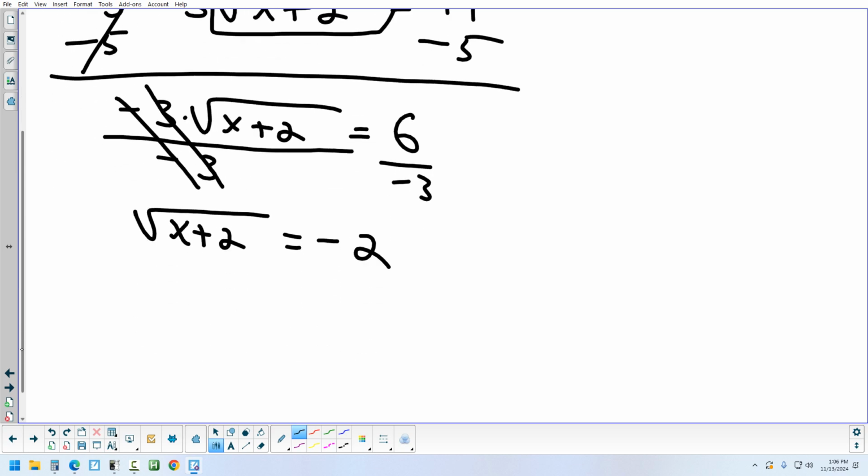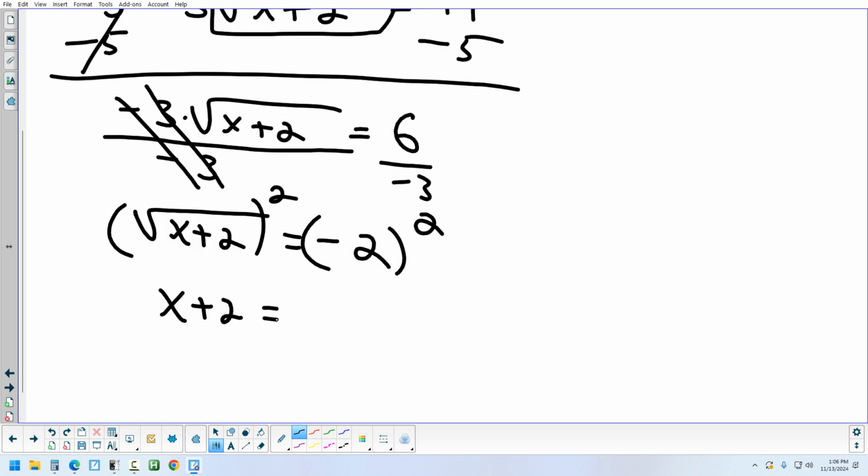Now what? So you square both sides. What happens on the left when we square both sides? It cancels. And on the right? 4. And the last step to get x by itself: subtract 2. And that gives me x equals 2.